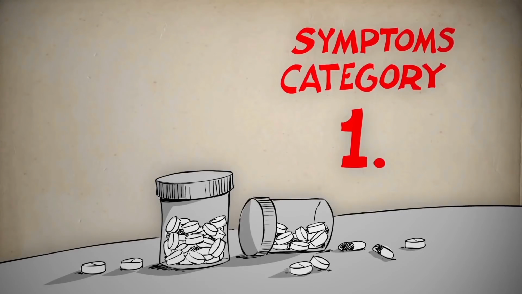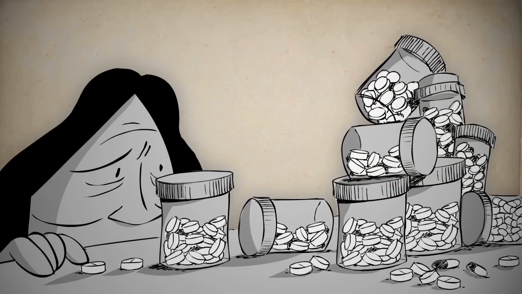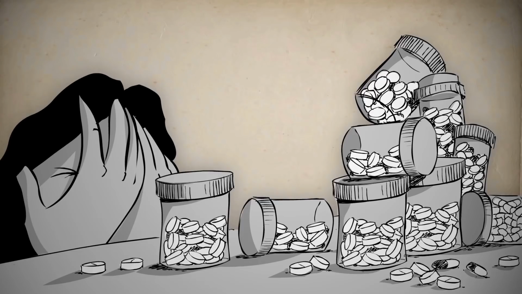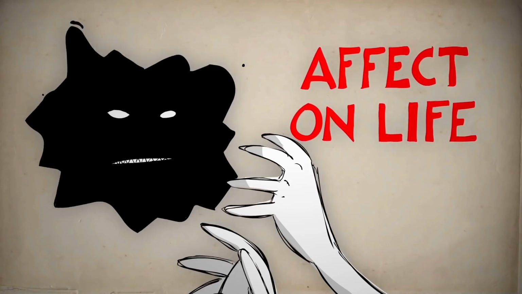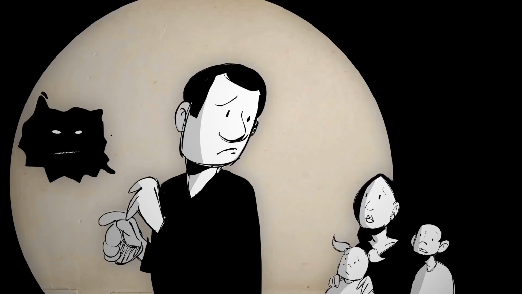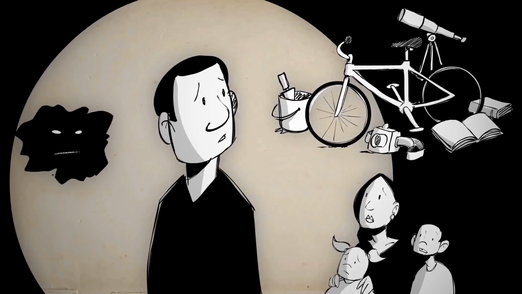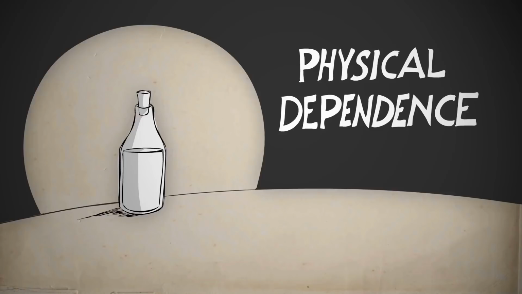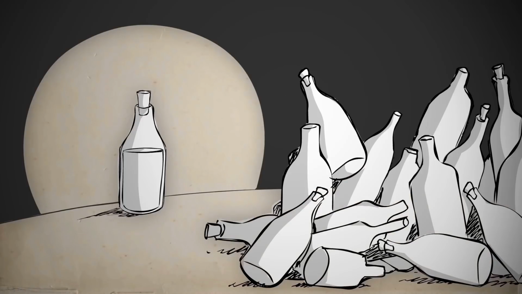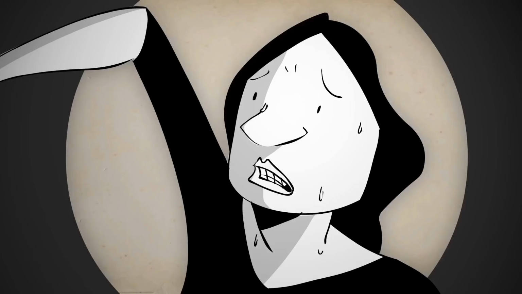The first category of symptoms relate to how much control you have over your substance use, such as using more of a substance or using more often than you mean to, and wanting to cut down or stop using but not being able to. The second category of symptoms relate to how your substance use affects your life, such as neglecting your responsibilities and relationships, or giving up activities you used to care about because of your substance use. And the third category of symptoms relate to your level of physical dependence on the substance, such as needing more of the substance to get the same effect, also known as tolerance, or having withdrawal symptoms when you don't use.